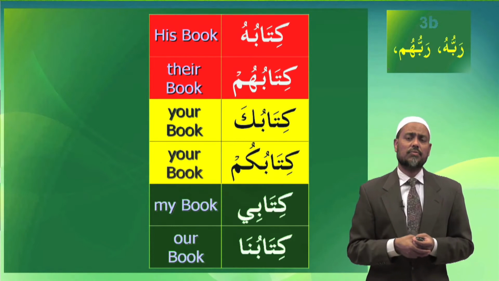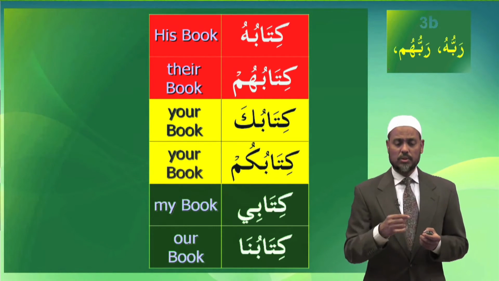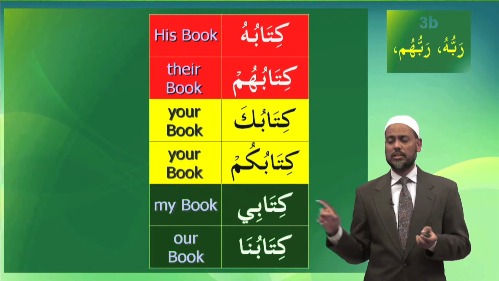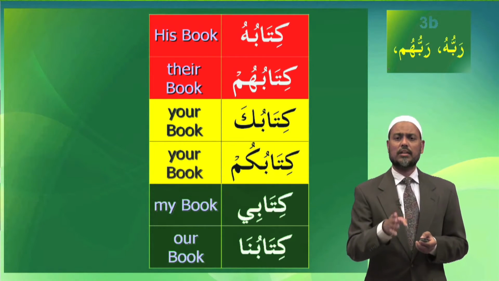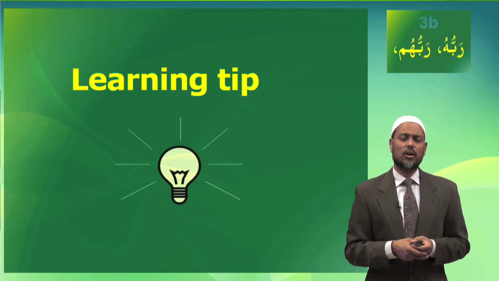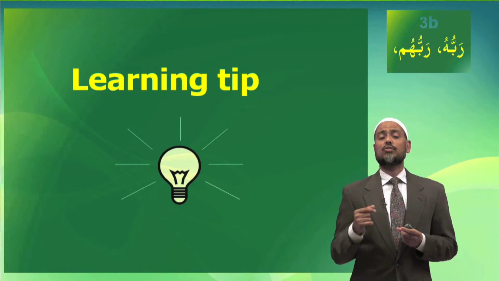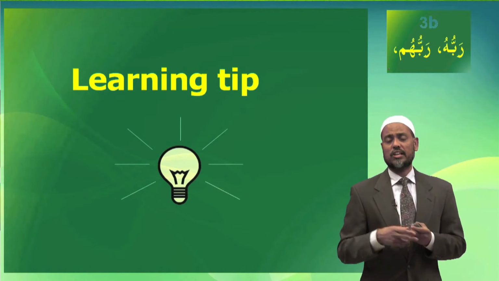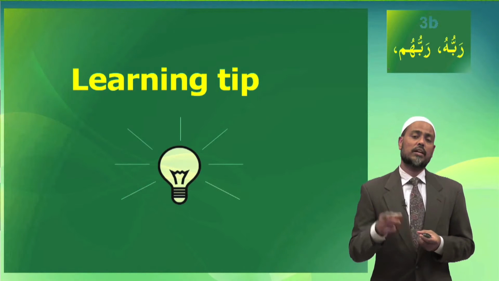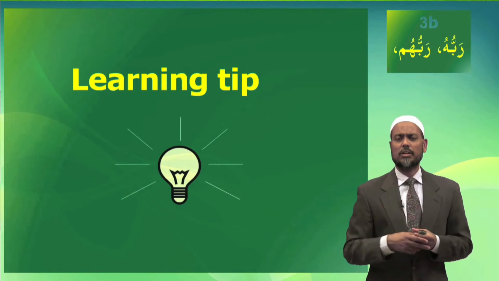We can use these forms hu, ka, kum, ina for any other noun. For example, kitabuhu, kitabuhum, kitabuka, kitabukum, kitabi, kitabuna, or dinuhu, dinuhum, and so on. Any word or any noun can be used, and they also come with prepositions and verbs, and we'll tell you when they come with those different types of words, inshallah, in the coming lessons.